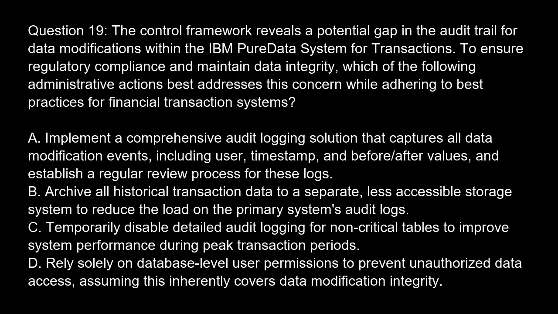Option B. Archive all historical transaction data to a separate, less accessible storage system to reduce the load on the primary system's audit logs. Option C. Temporarily disable detailed audit logging for non-critical tables to improve system performance during peak transaction periods. Option D. Rely solely on database-level user permissions to prevent unauthorized data access, assuming this inherently covers data modification integrity.